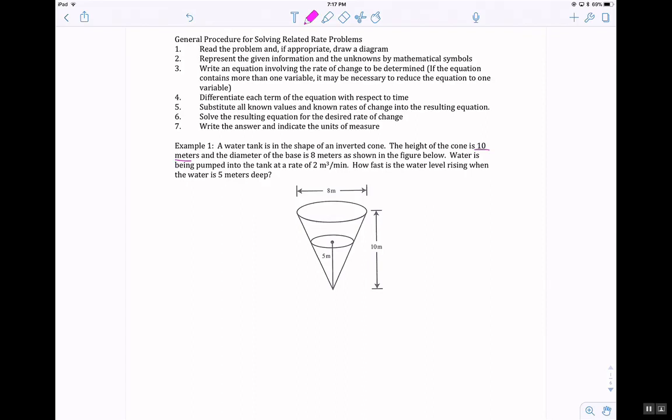The height of the cone is 10 meters, and the diameter is 8, as shown in the figure below. Water is being pumped into the tank at a rate of 2 meters cubed per minute. How fast is the water rising when the water is 5 meters deep?